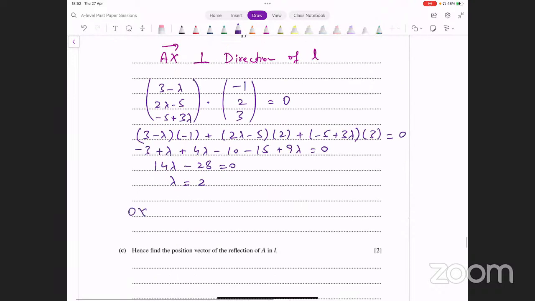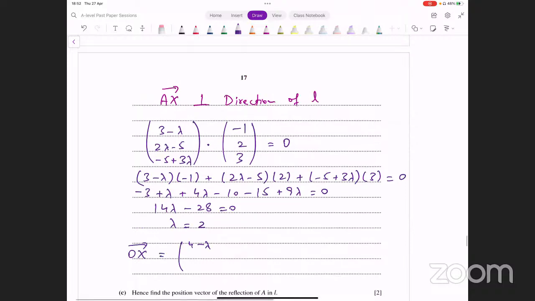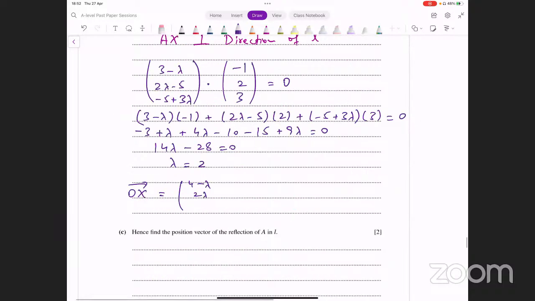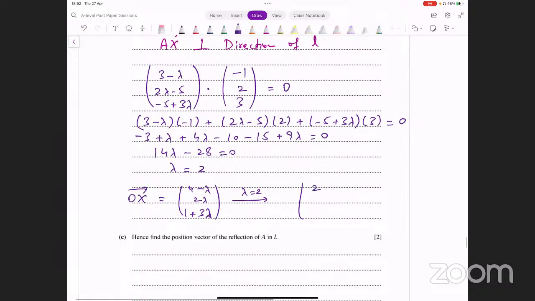वो वेक्टर आ जाएगा. So OX वेक्टर क्या था? 4 minus lambda, 2 lambda and 1 plus 3 lambda. ये आपका OX था, X का पोजीशन वेक्टर. इसमें lambda की वैल्यू 2 डाल दें, you'll get the position vector of the point X, which is the foot of the perpendicular, and that's what we were looking for. 4 minus 2 is going to give us 2. 2 into 2 is going to give us 4, and 1 plus 3 into 2, that gives us 7. This is the position vector of the foot of the perpendicular that we wanted. Okay, this is your final answer.